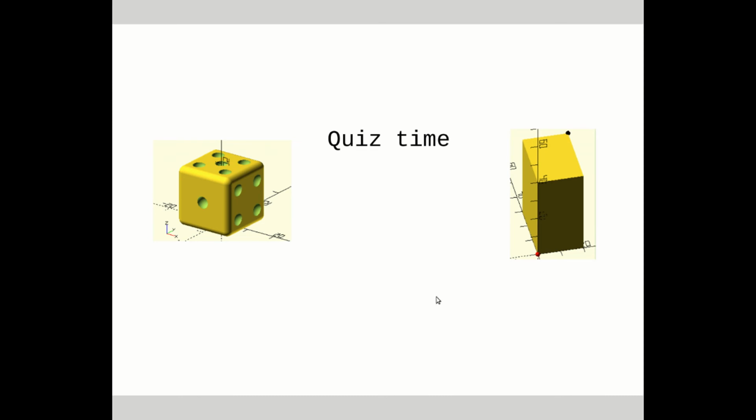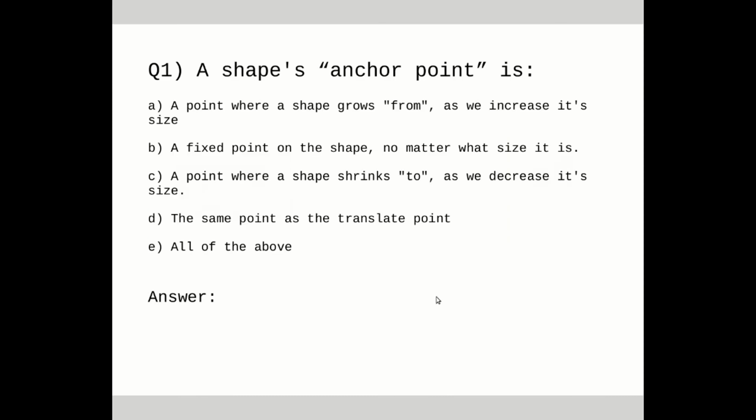Let's do some quizzes. Question number 1. A shape's anchor point is A, a point where a shape grows from as we increase its size. B, a fixed point on the shape no matter what size it is. C, a point where a shape shrinks to as we decrease its size. D, the same point as the translate point. E, all of the above. What is your answer?